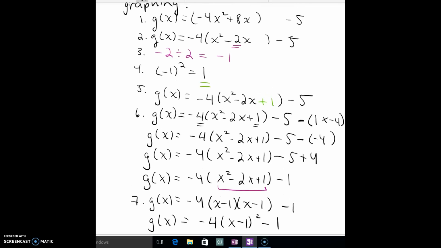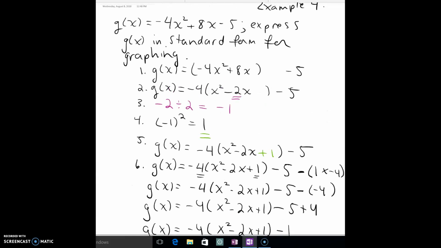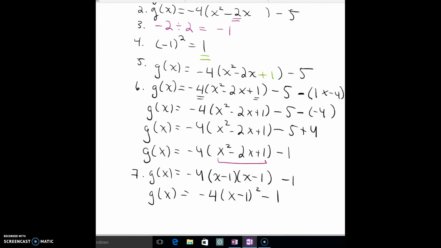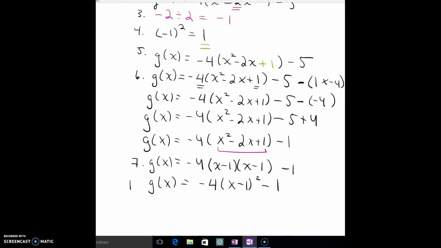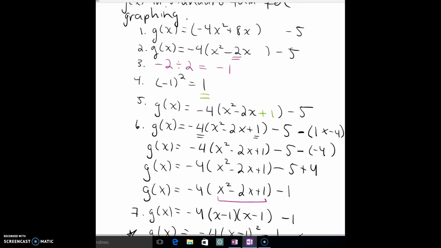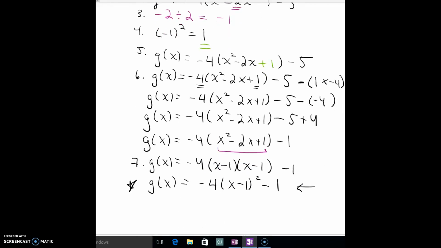So again, the form that we started with, g of x is equal to negative 4x squared plus 8x minus 5, is exactly the same thing as this g of x. One is written in one form and one is written in another form. If we were to multiply this out, we'd get back that first form that we started with. But this is the answer. This is what it looks like in standard form for graphing.